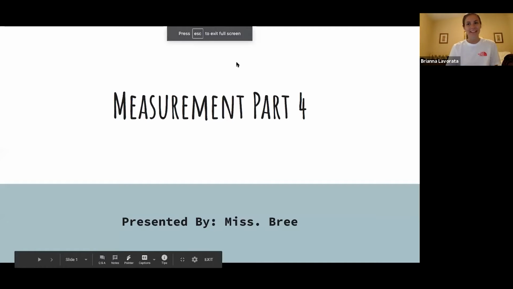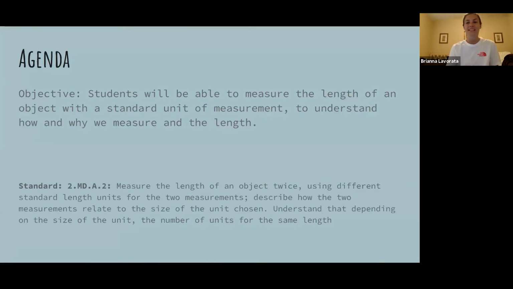So if you've been tuning into my lessons lately, we've been talking all about measurement. And so for this given lesson today, you're going to become pros with learning how to measure the length of an object with a standard unit of measurement to understand how and why we measure the length.